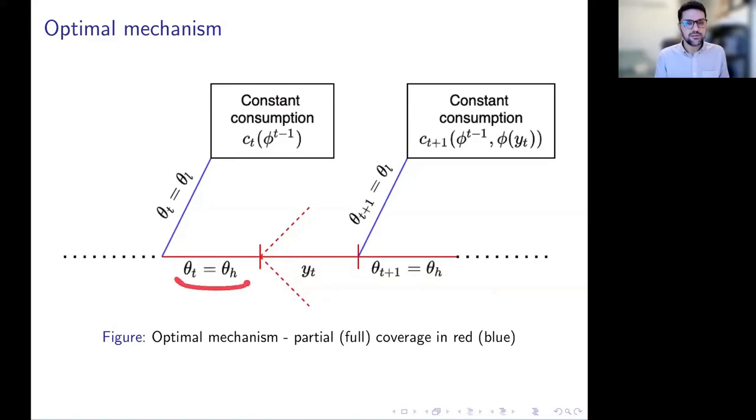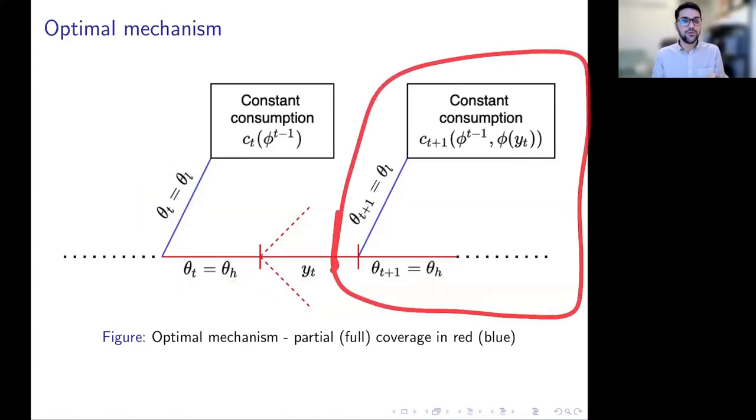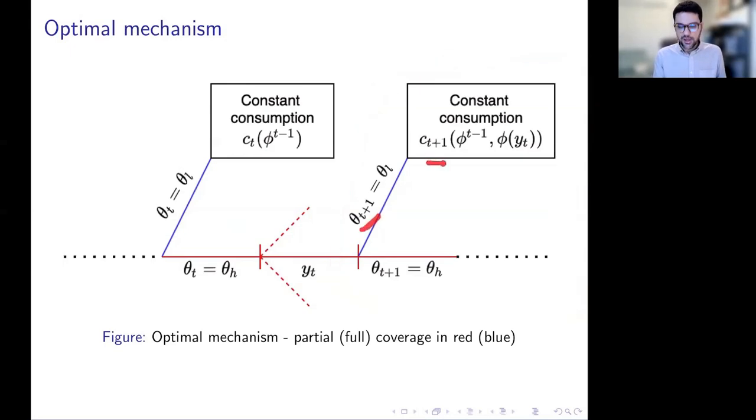In each period, the agent either has a low type, in which case this agent is getting a fixed consumption level, which depends on the history of signals up to period T-1, or this agent is going to announce to have a high type, in which case this agent is going to be exposed to risk within period T, but also the set of future offers made in period T+1 will depend on the signal realization in period T. So in period T+1, this agent once again will have the option between announcing to have a low type and getting a constant consumption, which now depends also on period T signal realization, or continuing to have partial coverage.